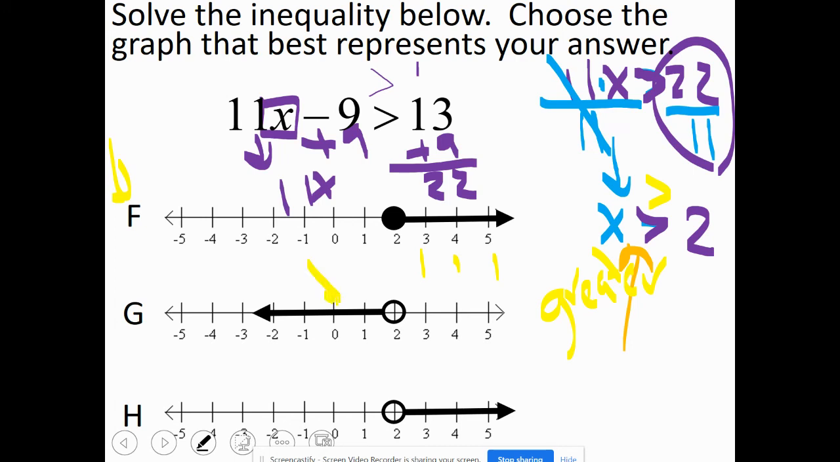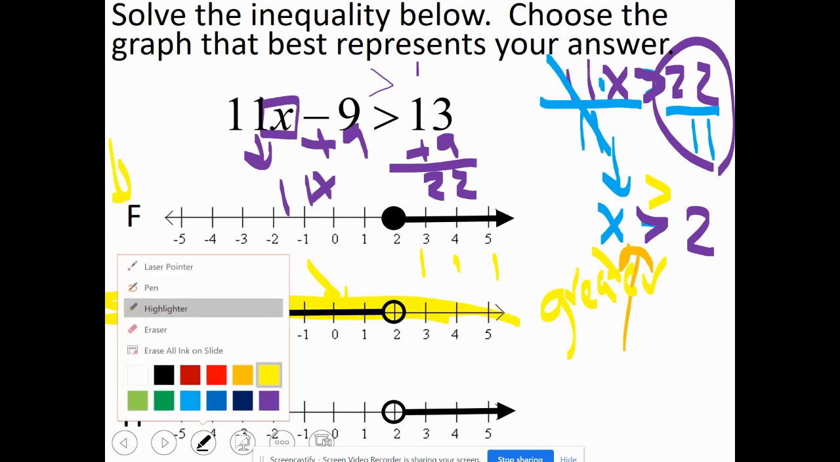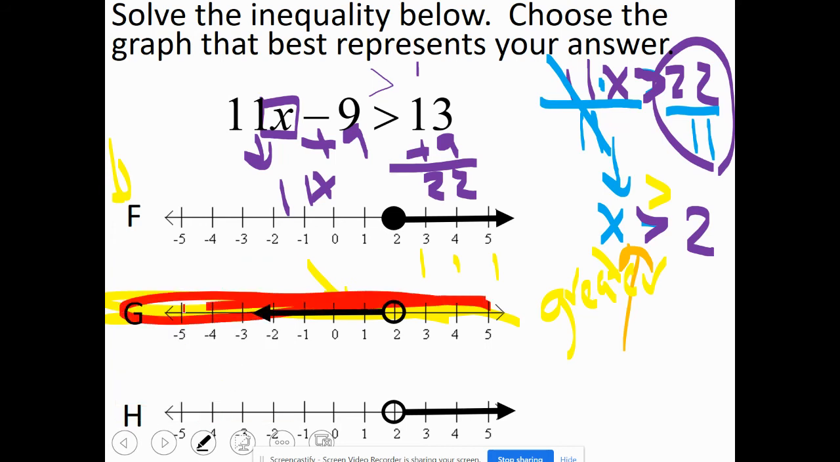G goes less than, so it's not G. I know that right away. Let me use a red there so we know it's not G. And then this one is facing towards numbers that are greater than. Remember, we chose greater than because it's opening up towards my x.